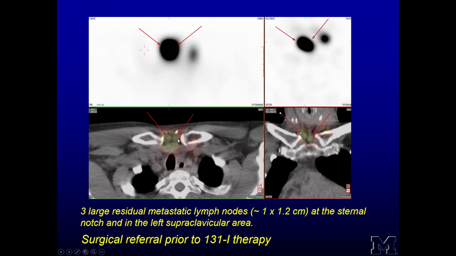This is not thyroid remnant tissue. This is clearly metastatic disease corresponding to small lymph nodes at the sternal notch and also in the left supraclavicular area here identified in the coronal image. So in this case, the patient was referred to surgery prior to radioactive iodine treatment.